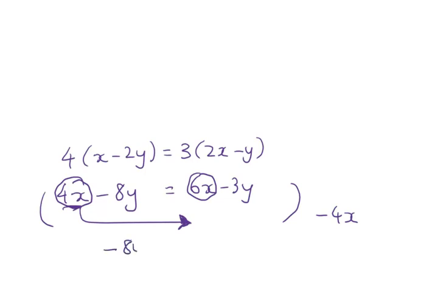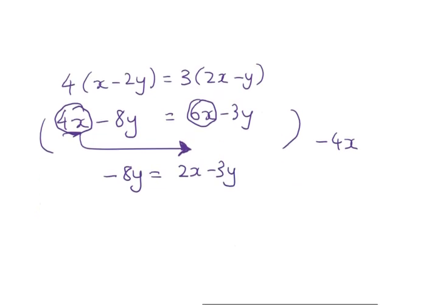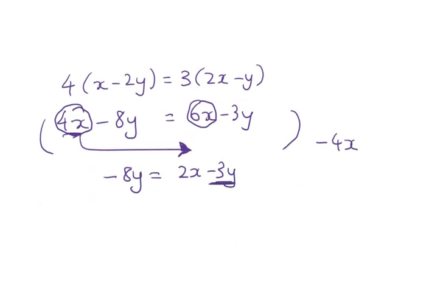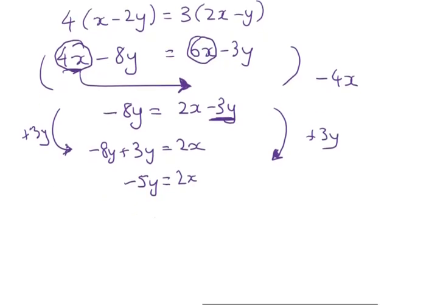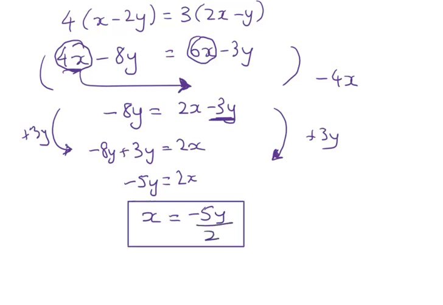That leaves me with negative 8y is equal to 2x minus 3y. Now I'm going to add 3y on to both sides. You don't have to draw those arrows, but that might help you just think about what we're doing. We're doing the same thing to both sides of the equation. So negative 8y plus 3y is equal to 2x. Negative 5y is equal to 2x. That gives me x is equal to negative 5y divided by 2. Okay, so that's that one done.